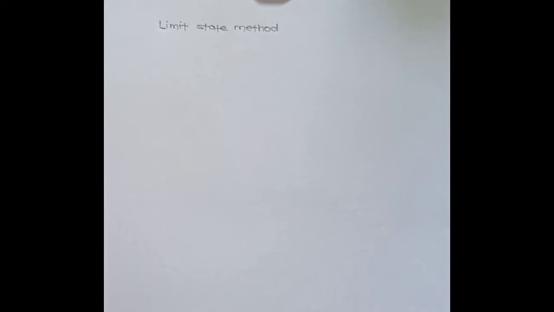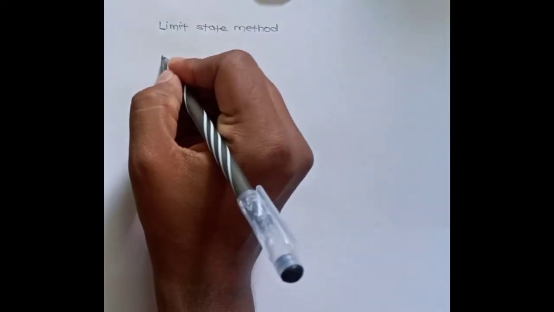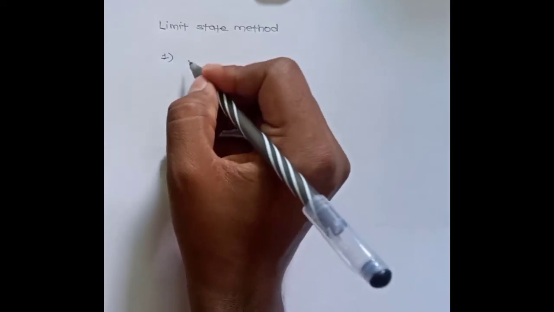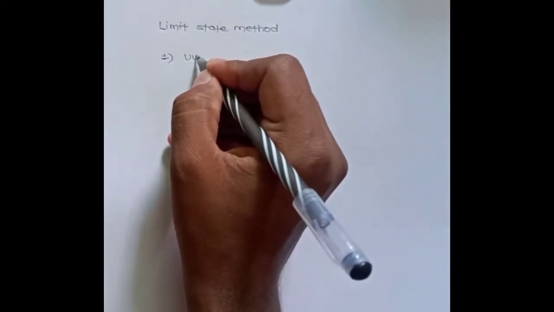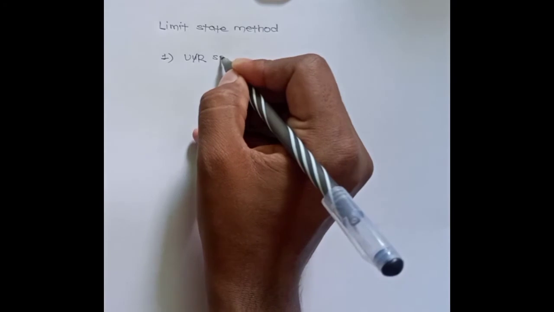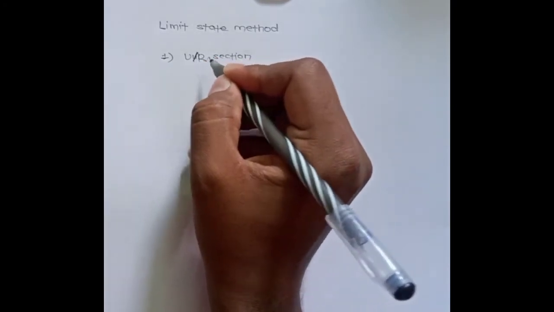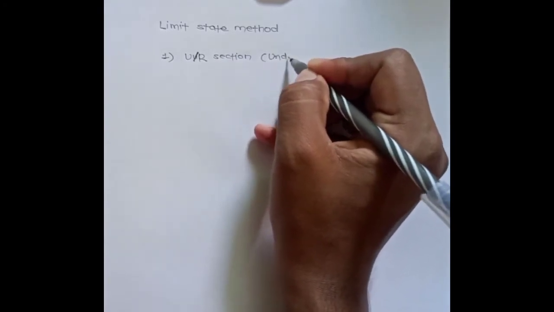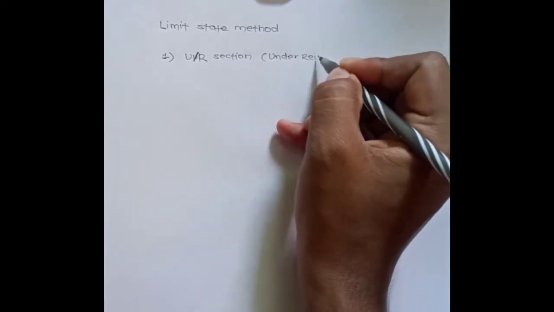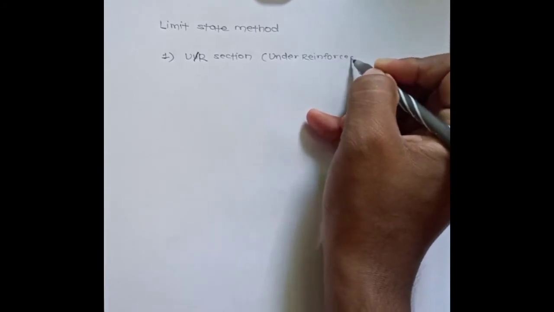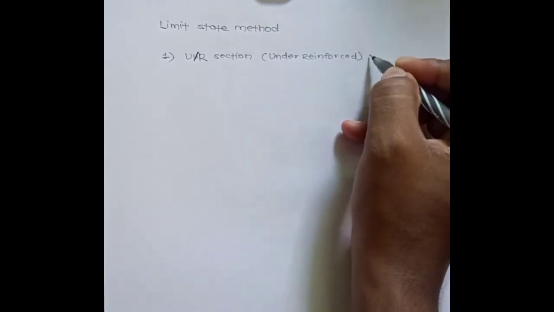Today we will see the limit state method in RCC. Depending on the amount of steel provided, the sections are classified into two categories. The first category is the under reinforced section. So this is U, R. You can understand under reinforced section beam.